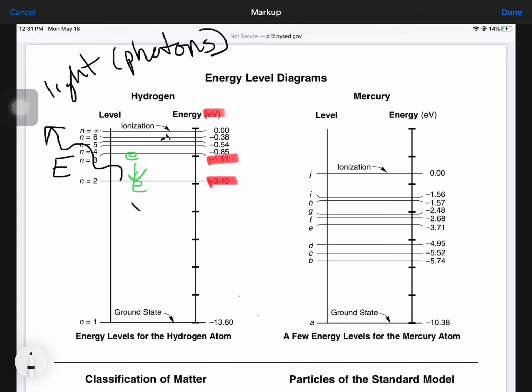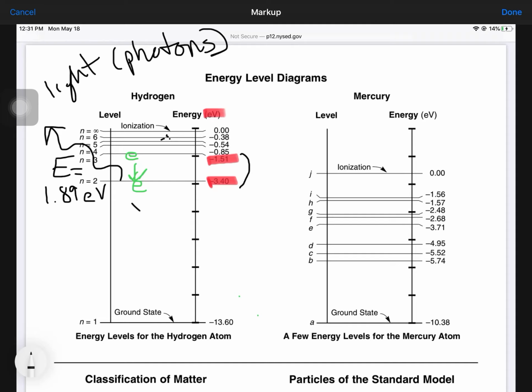The interesting thing here is when you drop from 3 to 2, a certain amount of energy is actually released. Well, how do you find it? You just do the difference between these two. So what is that difference? Well, that difference comes out to 1.89. The unit is eV, electron volts.